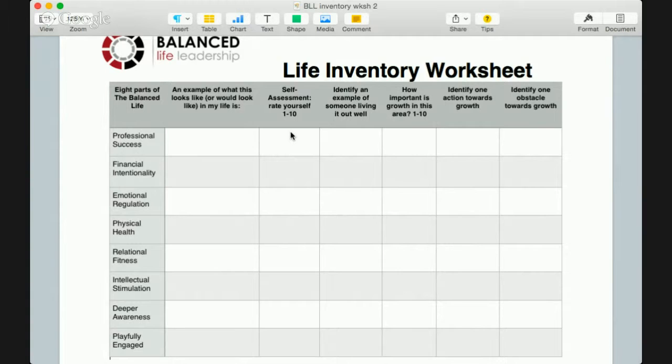Then in the third column to the right, identify an example of someone living it out well. This is essentially what I call in other contexts the Frankenstein Mentor. We want to identify one person who's doing extremely well, as an example, in each of those categories. Who is an example for you of someone who is being professionally successful? You write their names down. Who is an example of someone who is financially intentional? You write their name down. Who masters emotional regulation? You write their name down.